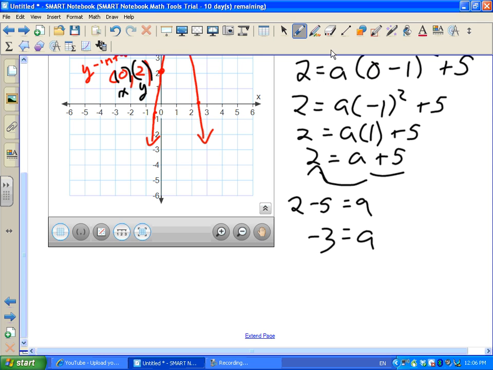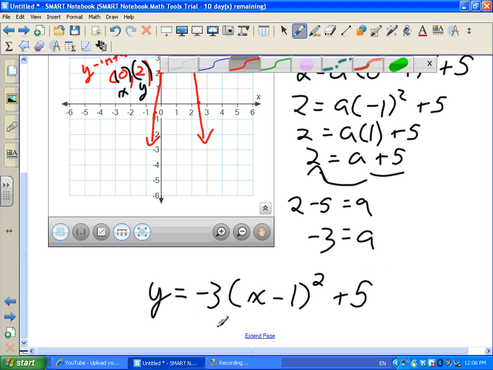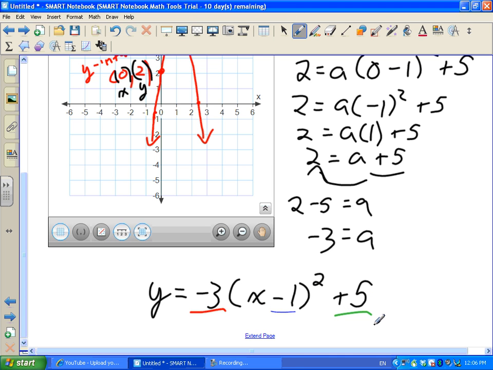I'm not finished though. My final equation is y is equal to negative 3, that's our a, x subtract 1 squared plus 5. We replaced all of our values. Our a is negative 3, our h we replaced with negative 1, and our k we replaced with positive 5. That would be our final equation. You have to put it together into a final equation.